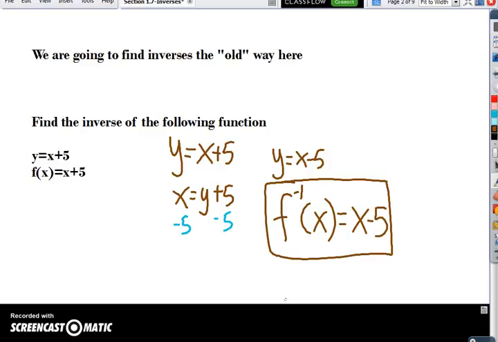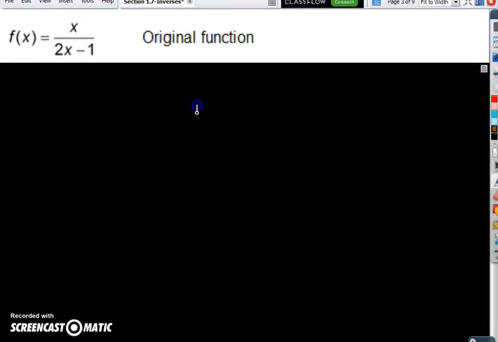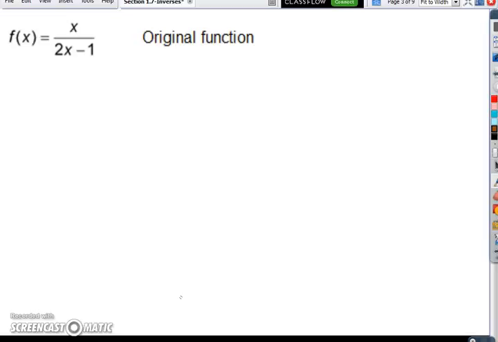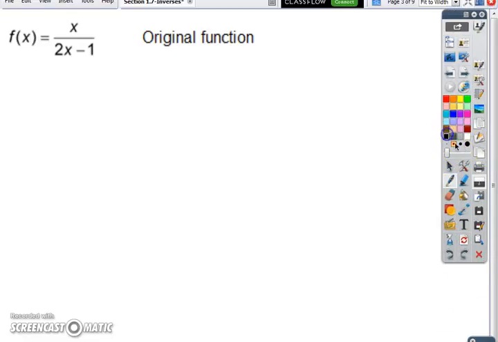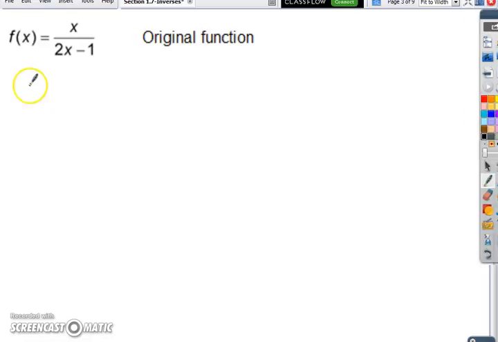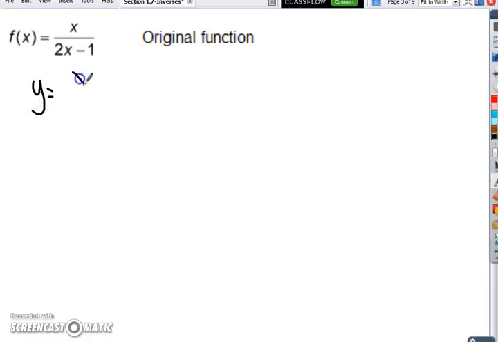Let's try something a little more difficult. So let's say I have this as an original function: f of x equals x over the quantity 2x minus 1. What I'm going to end up doing here is simply the following. Remember, I'm going to say f of x equals y. So I have this, no big deal. And then I'm going to switch x and y. So I've got a little bit of a conundrum over here because I've got two y values.